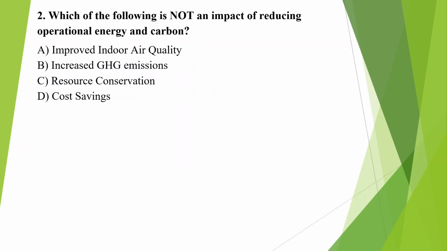So let's move to the second question. Which of the following is not an impact of reducing operational energy and carbon? Try to read the question carefully. It is asking which is not an impact of reducing operational energy and carbon. Whenever you reduce operational energy and carbon, it is certain that you will be improving indoor air quality, helping in resource conservation, and there will also be cost savings. But out of the four options, you have to identify the one that is not an impact of building operational energy reduction.